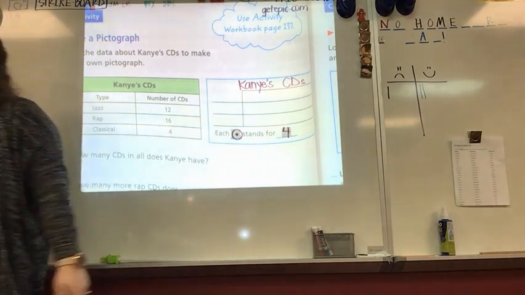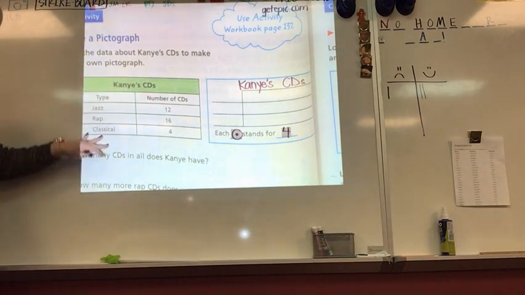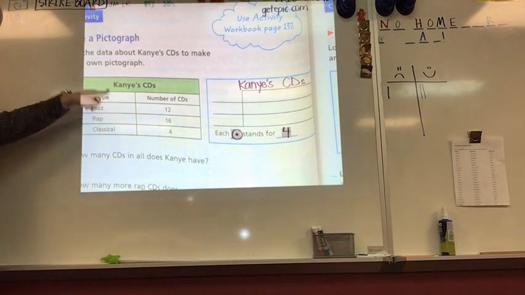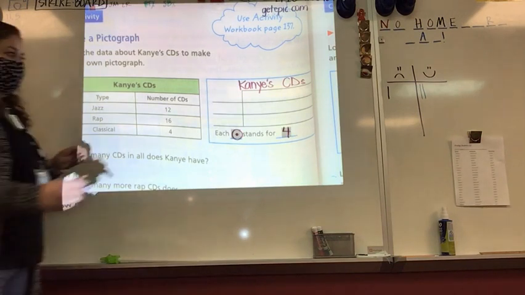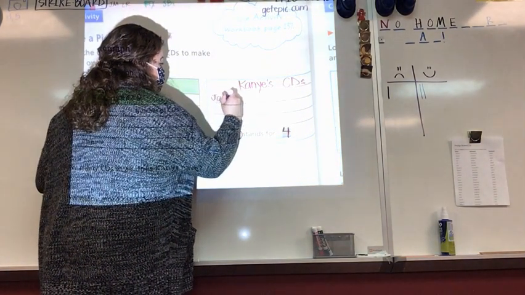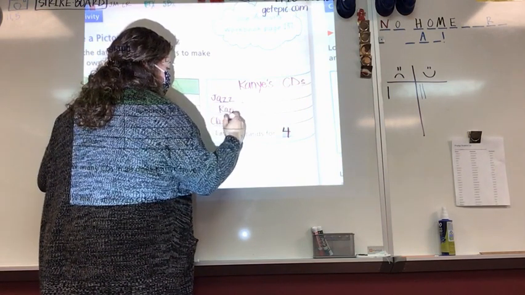What might go in these spots here? Who has a guess for what we could list there to record our data in a smart way? Riley? The name? They're actually not people's names. We don't have anyone's names in here except for Kanye, because Kanye owns all of these CDs, but he's got 3 different types of CDs, right? These are the types of CDs, or the types of music. What are my 3 types of music? Jazz, rap, and classical? Bingo. So I would put jazz, rap, and classical.